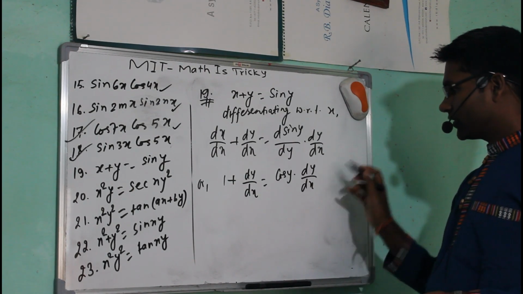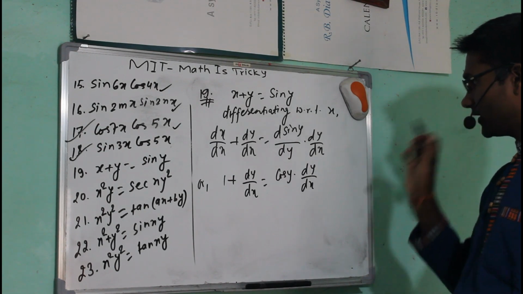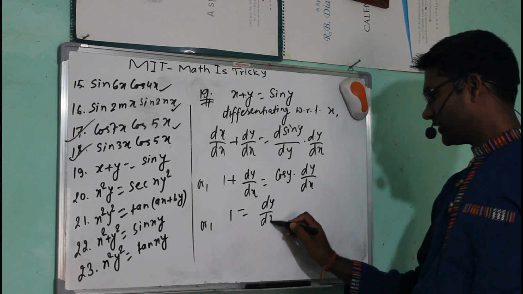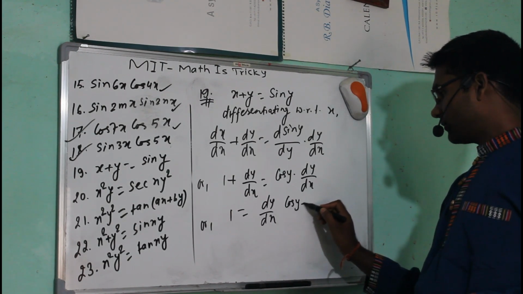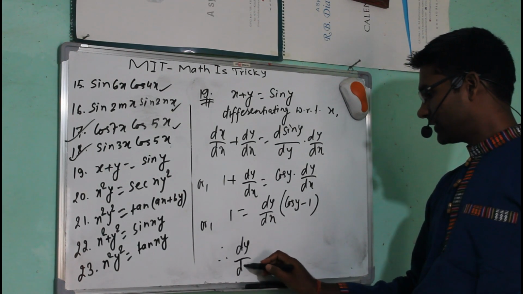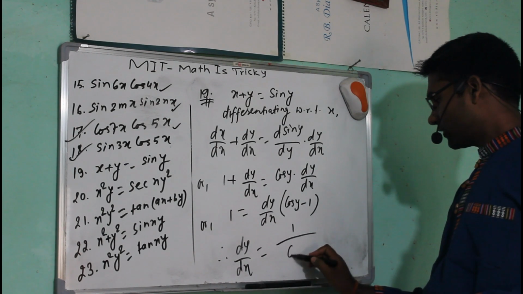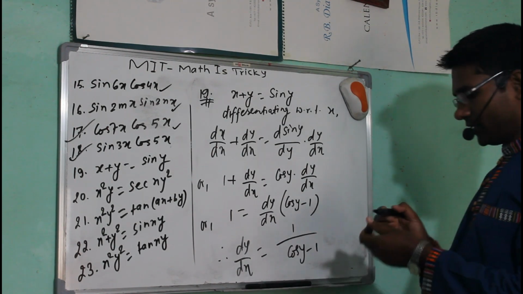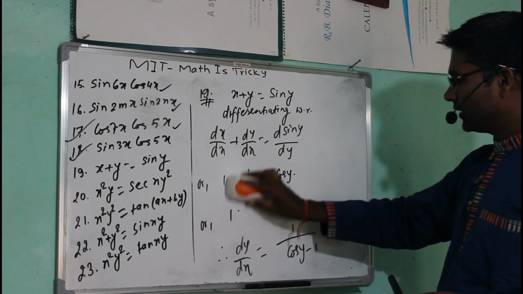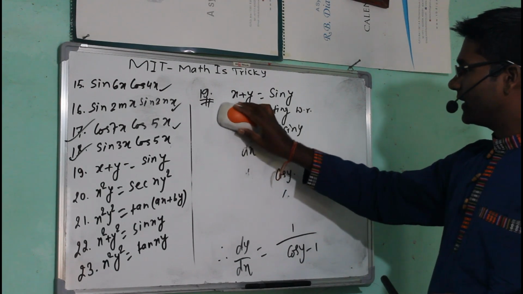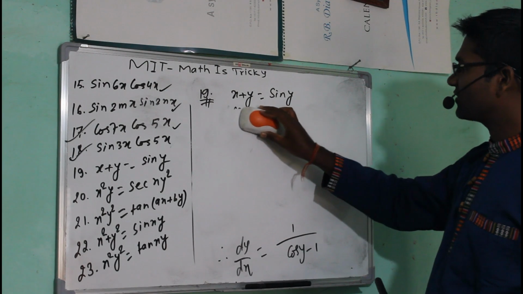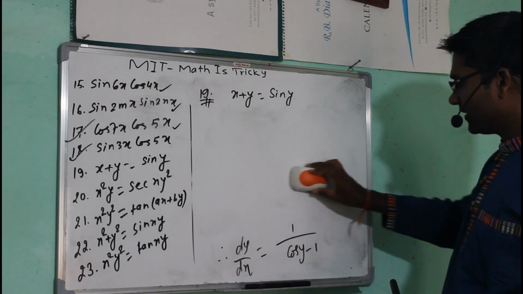Now bring the terms containing dy by dx to one side and simplify, so that we get 1 equals dy by dx common, and it will be simply cos y minus 1. Therefore our answer is dy by dx equals 1 by (cos y minus 1). To solve implicit functions we have a trick also. Let me share that trick, how to get the answer in just one line, within just seconds. Okay, let's see the trick.